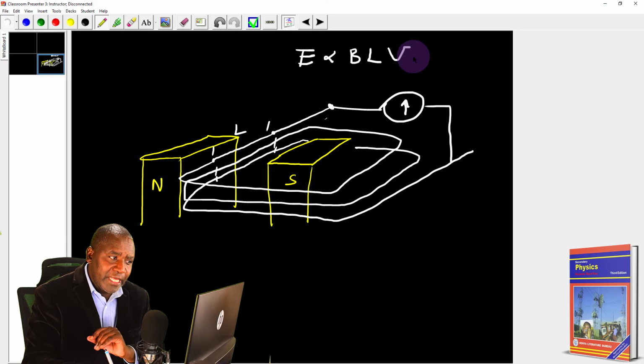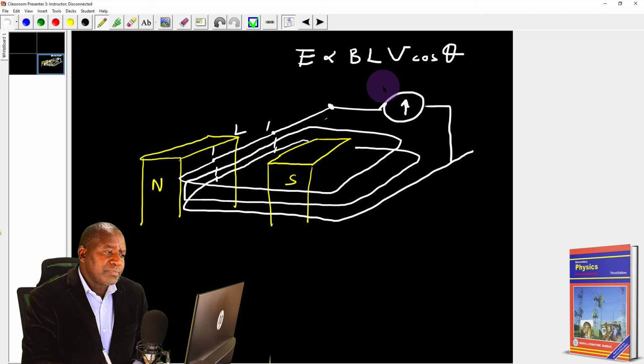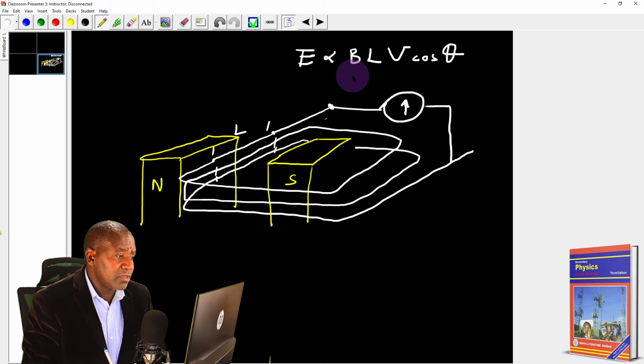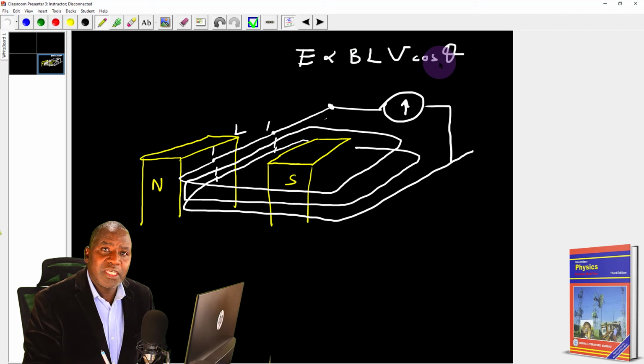And then finally, make sure that the conductor cuts the magnetic field at 90 degrees. Because when it cuts the magnetic field at an angle, there will be less induced EMF. So here, I'm going to just add this. Do not bother to memorize this. You may memorize the equation because it helps you to remember the factors. Just say BLV cos theta.